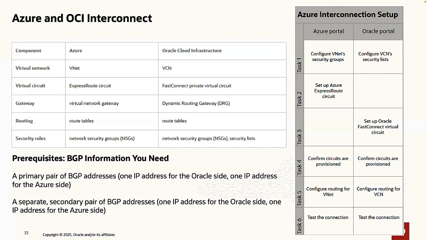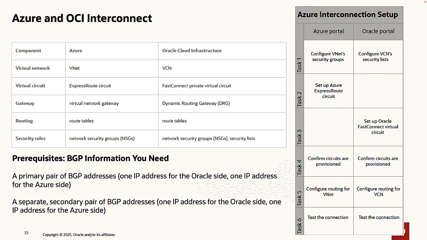So Oracle Interconnect for Azure requires you to create an Azure ExpressRoute circuit and an OCI FastConnect virtual circuit. So this is the list of components that are needed to establish interconnect between Azure and OCI. On the Azure side, you need to have a VNet, then the ExpressRoute circuit, the virtual network gateway, route table, and network security groups. Similarly, on the Oracle side, you need to have a VCN, which is virtual cloud network. You need to have a FastConnect private virtual circuit, the dynamic routing gateway, route tables, and security lists or network security groups.